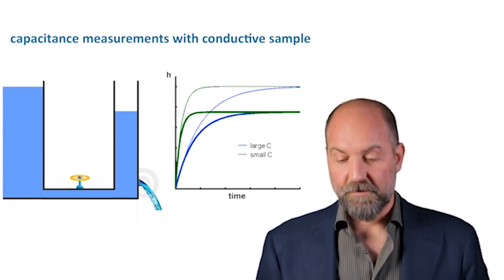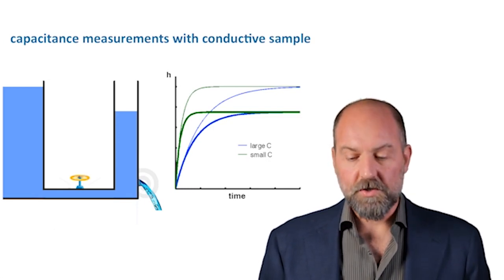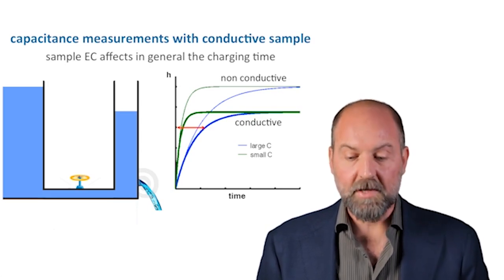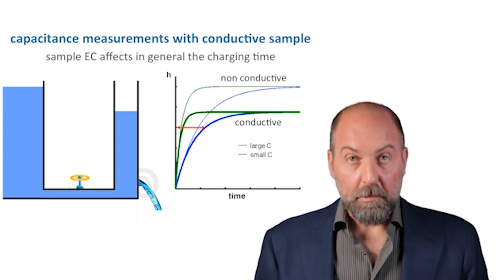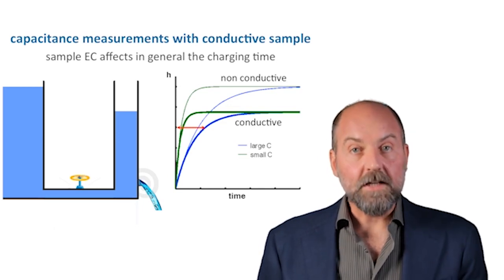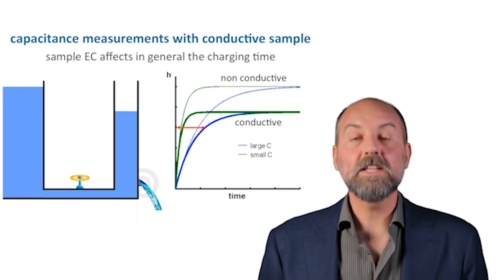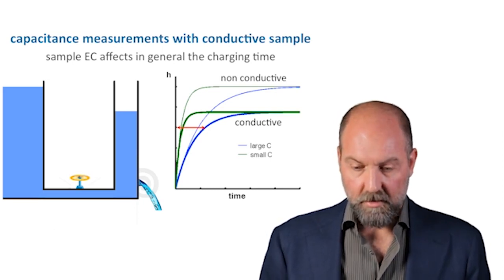Also, it takes longer. So the method that we have chosen, the one that measures capacitance through measurements of the charging time, runs into problems when our sample is conductive, because the very quantity that we measure, that is the charging time, indeed is affected by the conductivity of the sample.